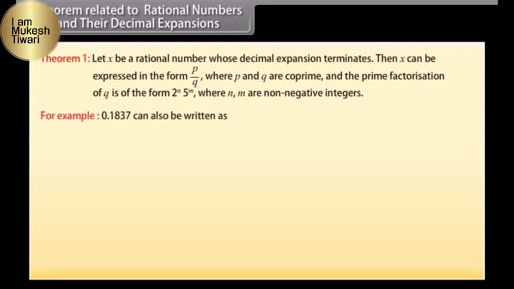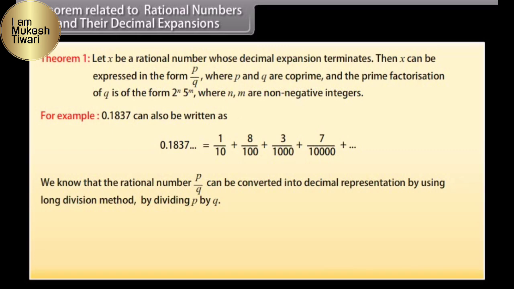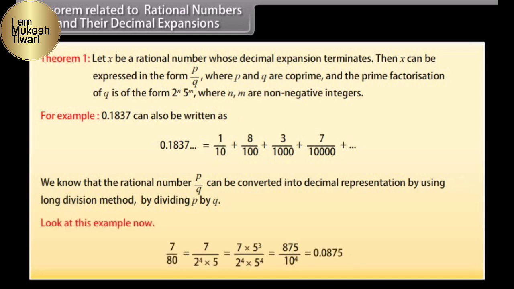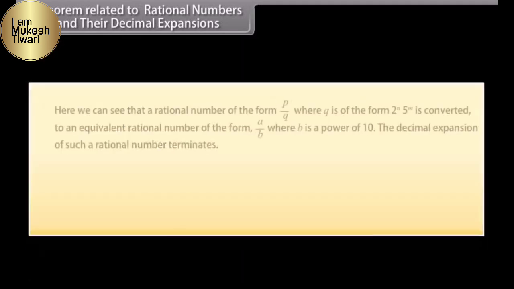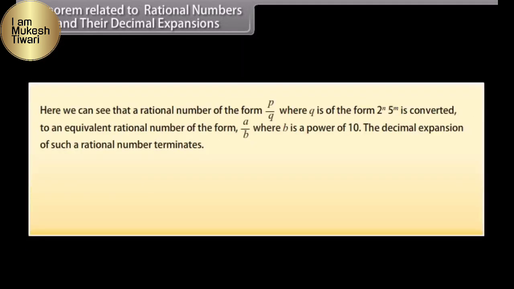For example, 0.1837 can also be written as a fraction. We know that the rational number p upon q can be converted into decimal representation by using the long division method, dividing p by q. Look at this example now. Here we can see that a rational number of the form p upon q, where q is of the form 2 raised to the power n, 5 raised to the power m, is converted to an equivalent rational number of the form a upon b, where b is a power of 10. The decimal expansion of such a rational number terminates.